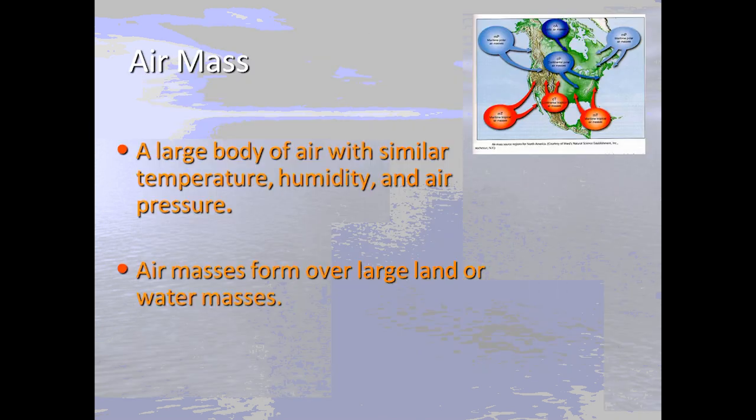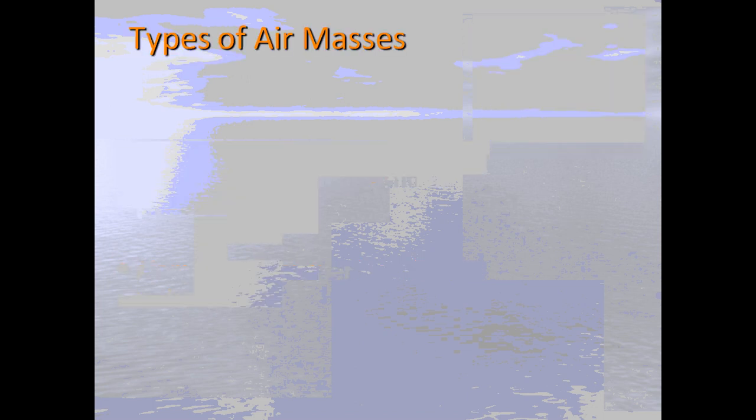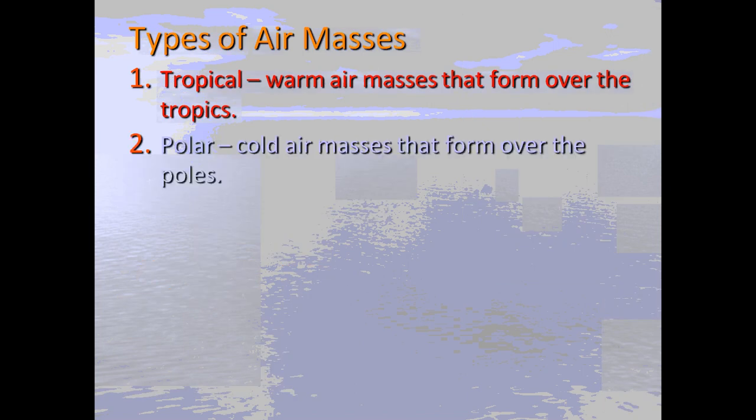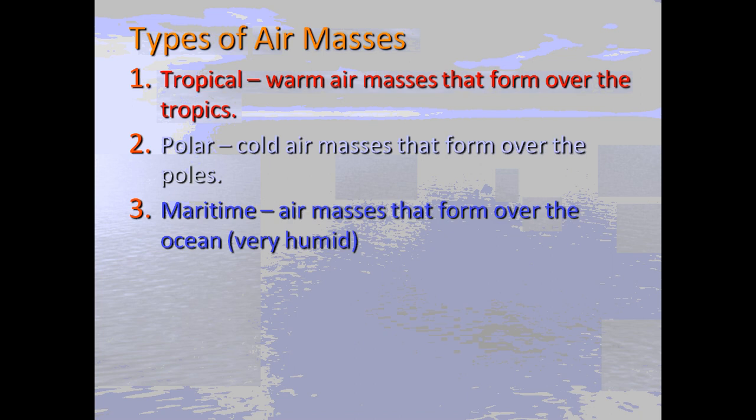Now, an air mass is a large body of air with similar temperature, humidity, and air pressure. Air masses are able to form over large land or water masses. Now, there are four types of air masses that will be discussed today. They include tropical, polar, maritime, and continental.